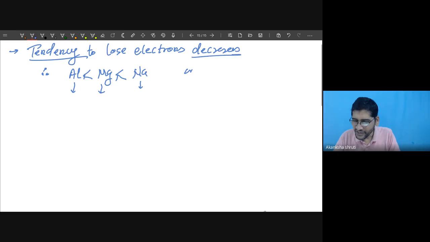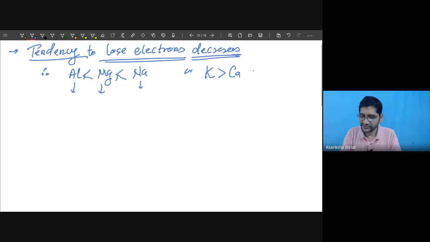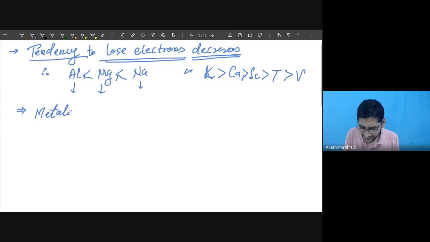Or you may write in decreasing order; you may take the same ones or others. We may take potassium, then calcium. Potassium has a better tendency to lose electrons than calcium. You may write scandium, titanium, vanadium, but these elements are not in your syllabus. That's why I try to avoid them. Okay, student, so this way the tendency to lose electrons decreases. It simply means metallic characteristic decreases.